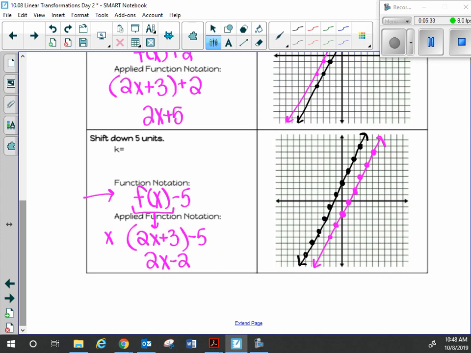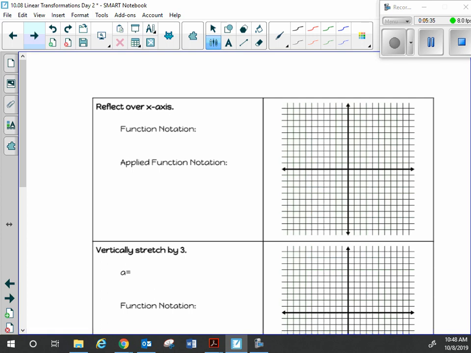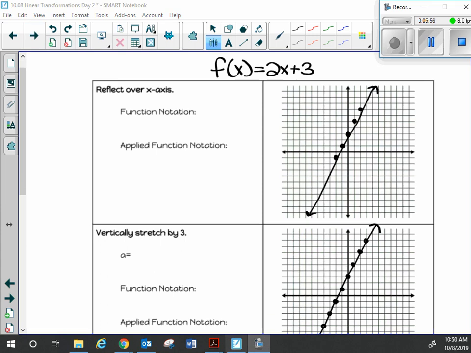Okay, flip it over. Let's get into things that are a little bit more than what we did yesterday. So again, still using that base function f of x equals 2x plus 3. We need to graph it on all of our graphs for this page. Yesterday we just talked about reflections, right? But today we're going to separate reflecting over x versus reflecting over y. Everything we did yesterday was just a reflection over y.